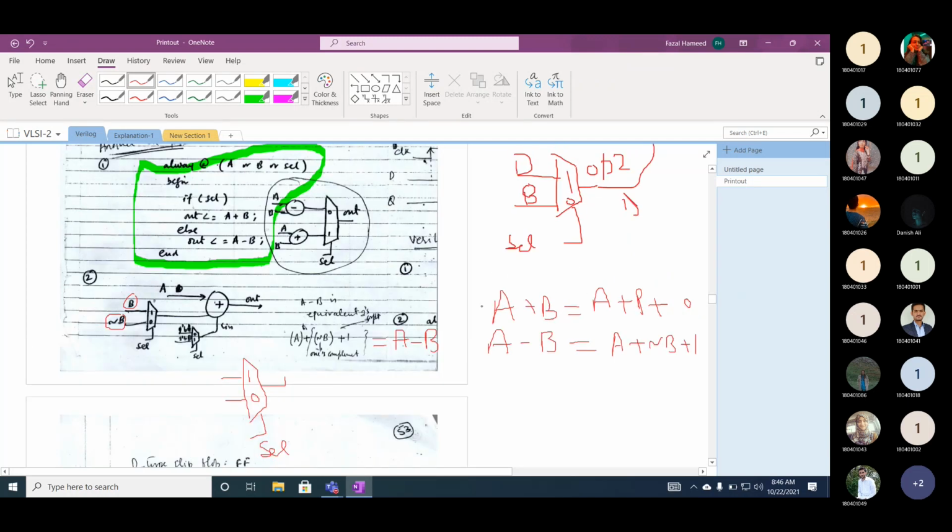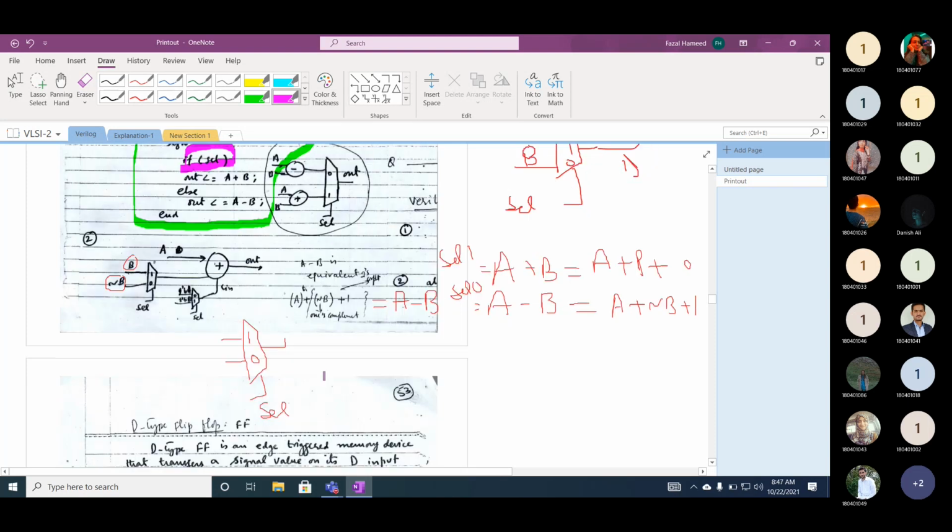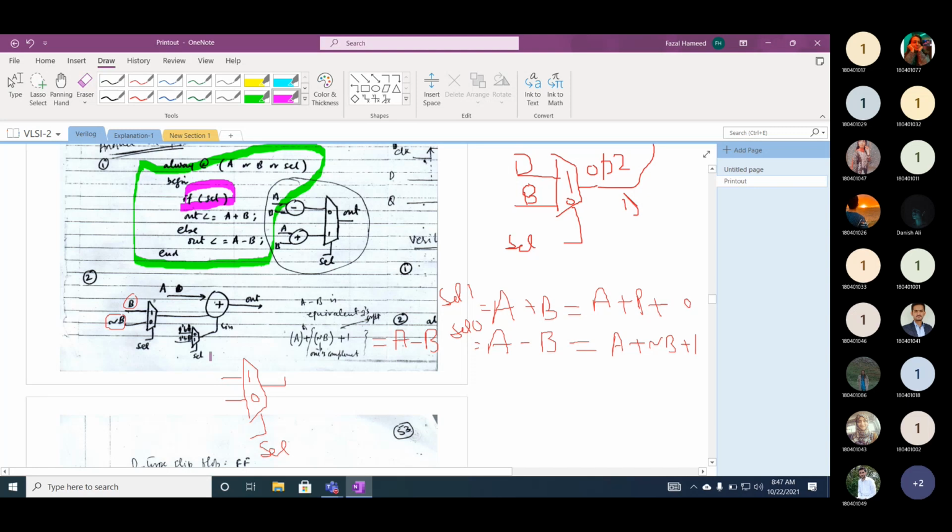For A plus B, what is the value of the select line? I'm asking about the select line. What will be the select line? For A minus B, select line is 0. If select is 1, A plus B. So in this case, sel will be 1. For A plus B, sel is 1, so we need to pass 0 here. And when sel is 0, we need to pass 1.